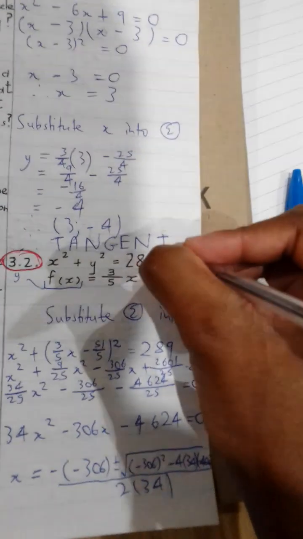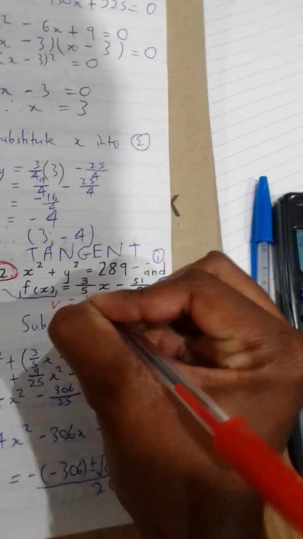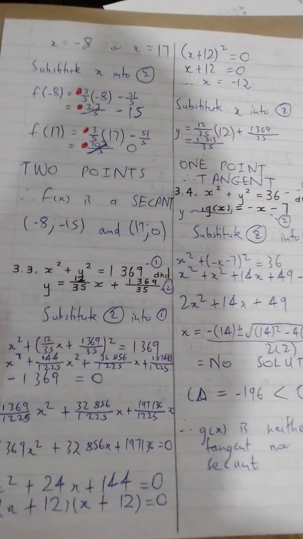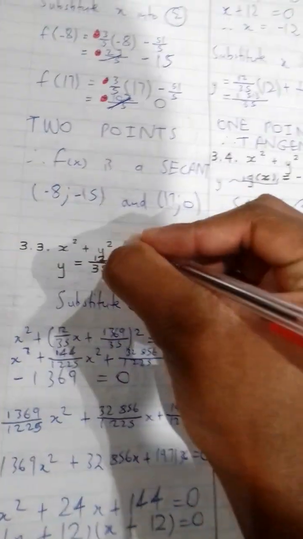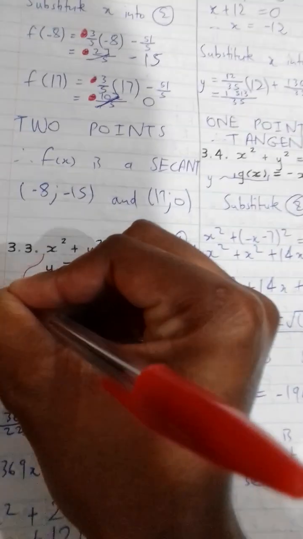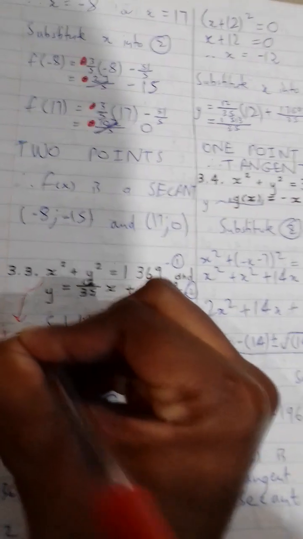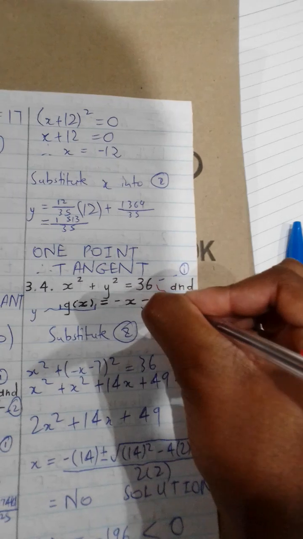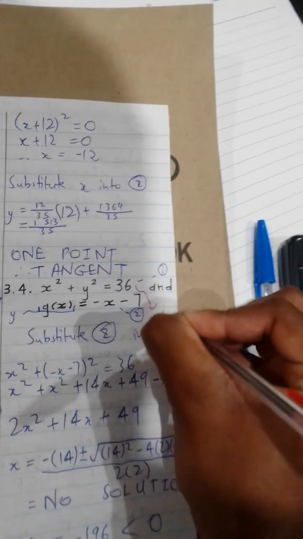So r is 17 units. Right? And then here, square root of 1369. R is 37 units. And then here, r is 6 units. My mistake, I forgot to insert the general formula of a circle.